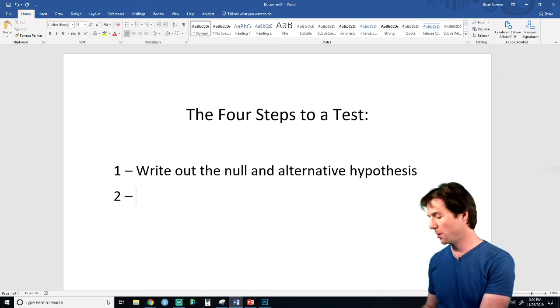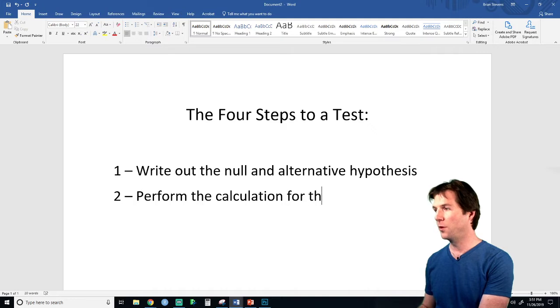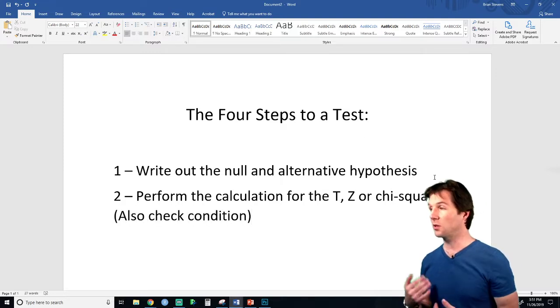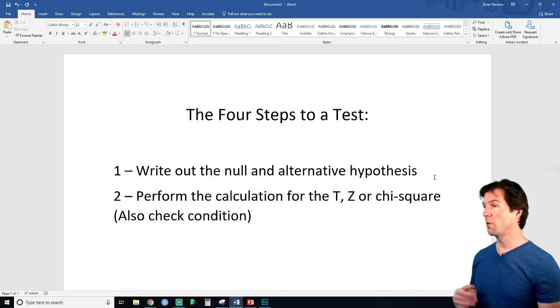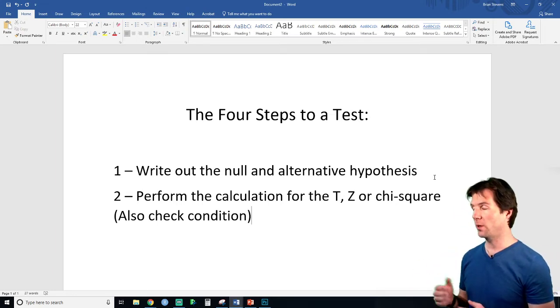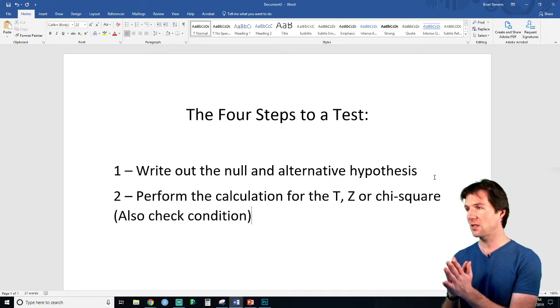Step 2, perform the calculation for the t, z, or chi-square. This is where we check the conditions because certain tests have conditions. So we'll perform the calculation for the t, for the z, or for the chi-squared. We're going to find the test statistic. So that's what step 2 is: find the test statistic.